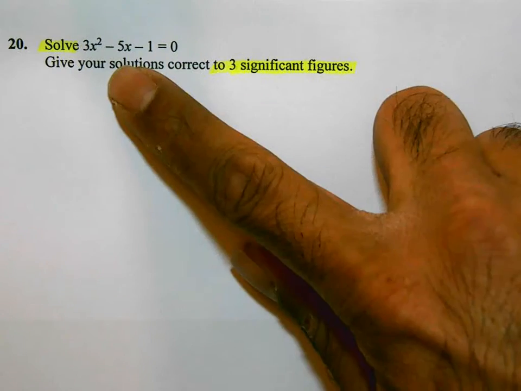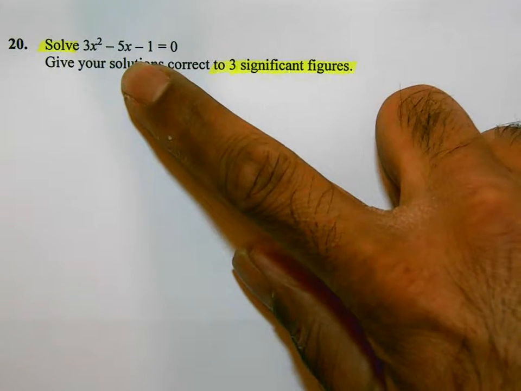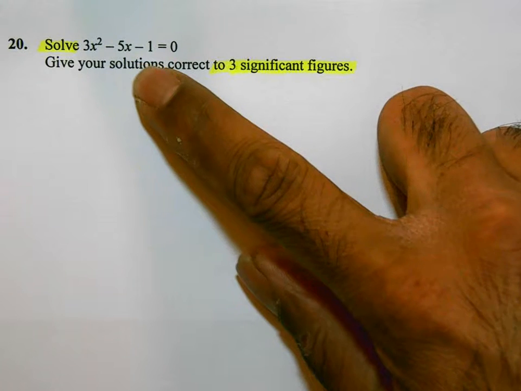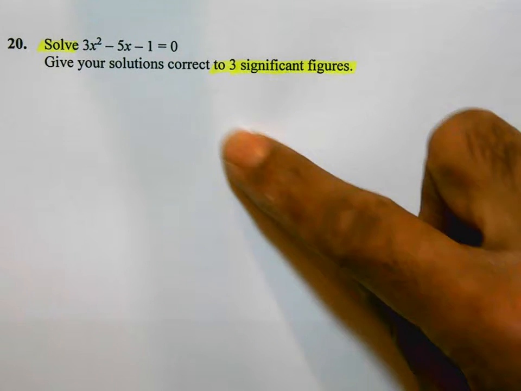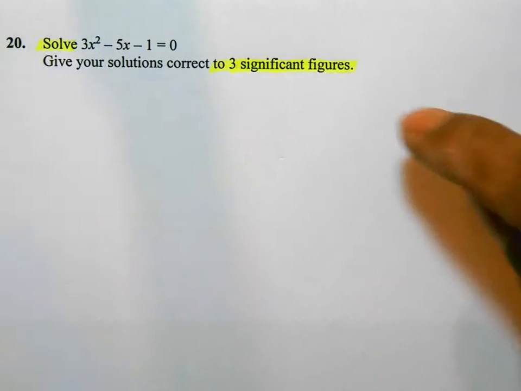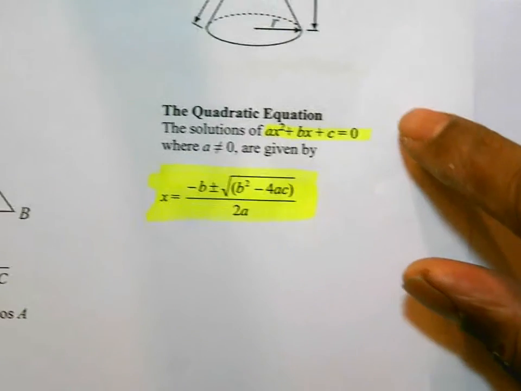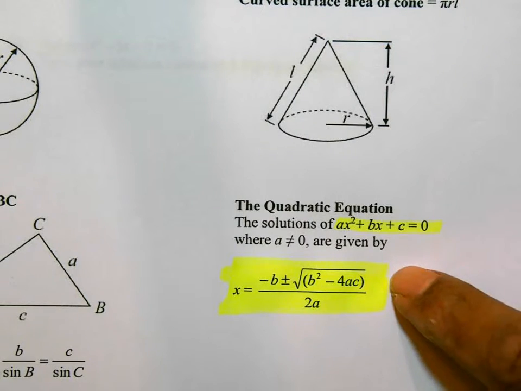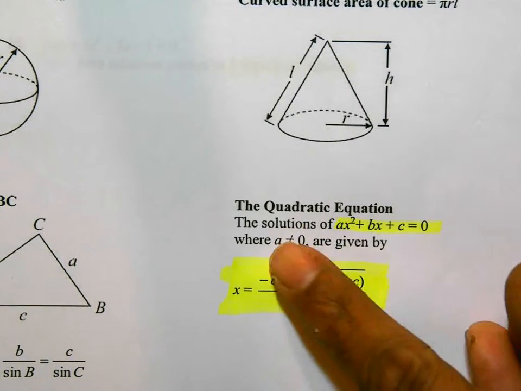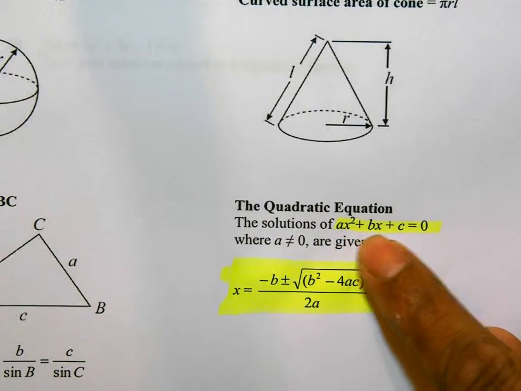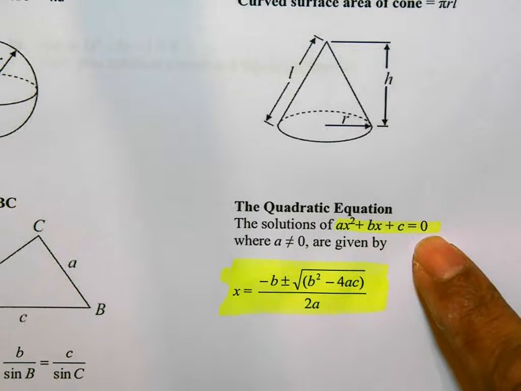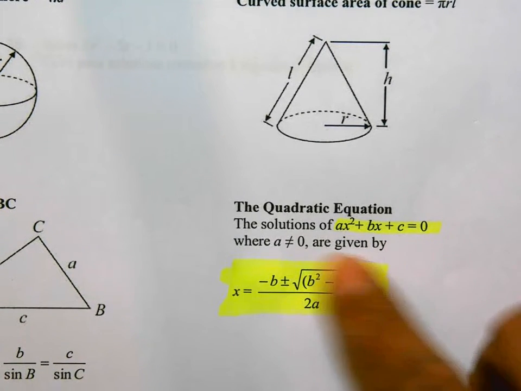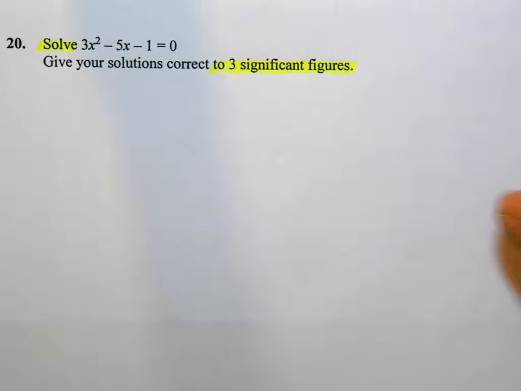I'm not going to even try to solve that by factorizing it first. I'm going to go straight to the formula sheet at the front of the booklet. This is the formula sheet here, and I've just highlighted the quadratic equation. It says the solutions of ax squared plus bx plus c equals 0 are given by this equation here. So I'm going to use that to solve this.